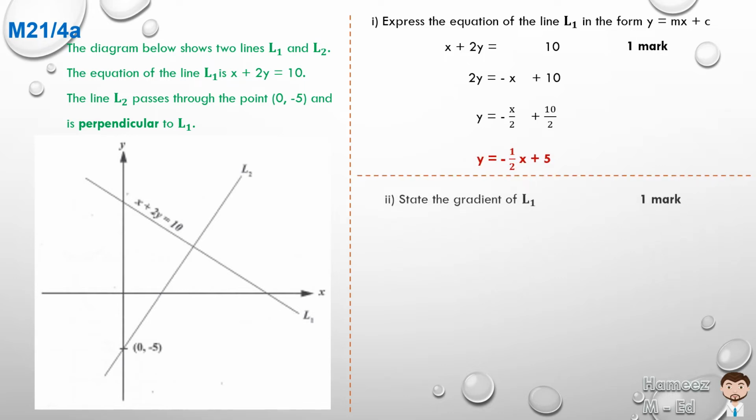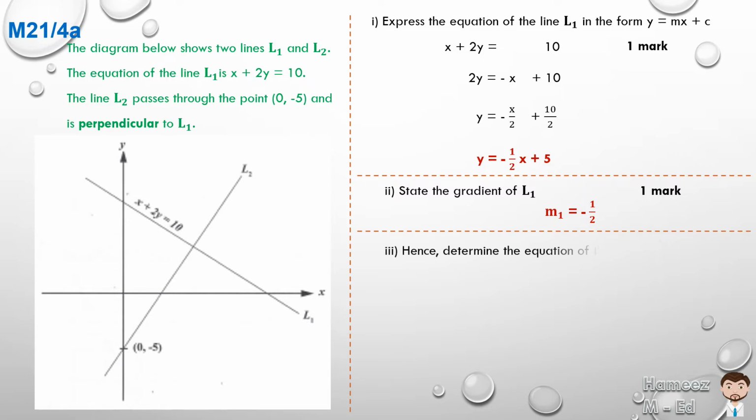Part 2. State the gradient of L1. And if we look at that equation, y is equal to mx plus c, the gradient is the coefficient of x, the number which is in front of x. So the gradient, which is normally represented as m, is equal to minus a half. Part 3. Hence, determine the equation of the line L2.